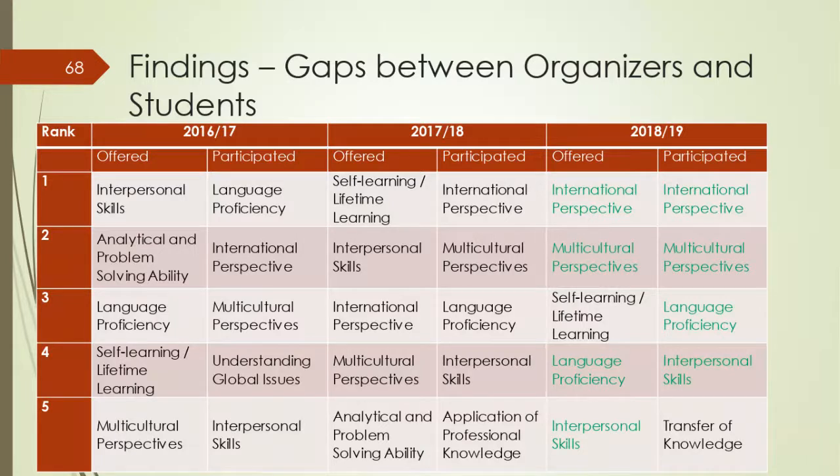For example, the gap between the organizer and the student has been reduced a lot throughout the 3 years. In the last year, 4 out of the top 5 attributes that are offered by the organizing office and also participated in by the students are quite matched. So this shows the visibility of the data can help both the organizer and students.